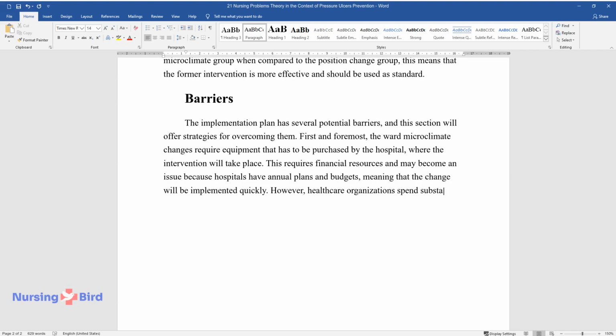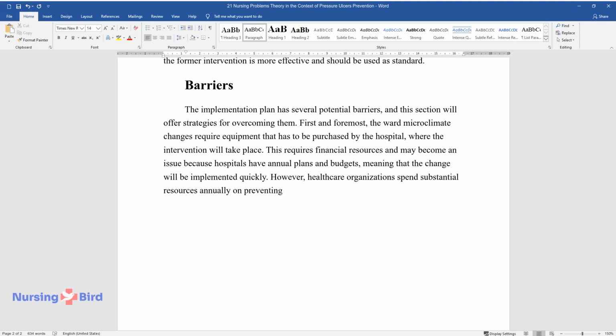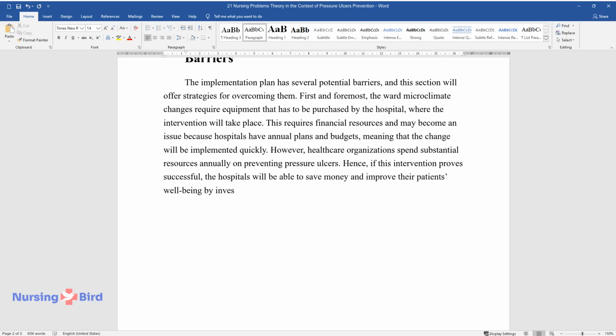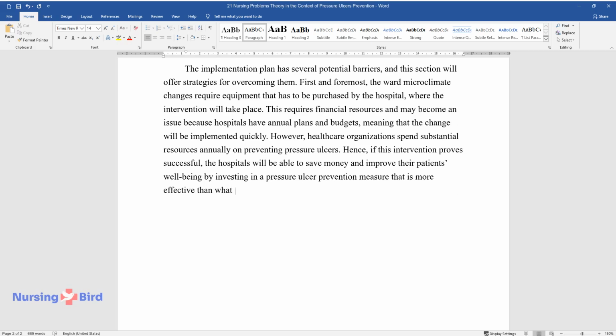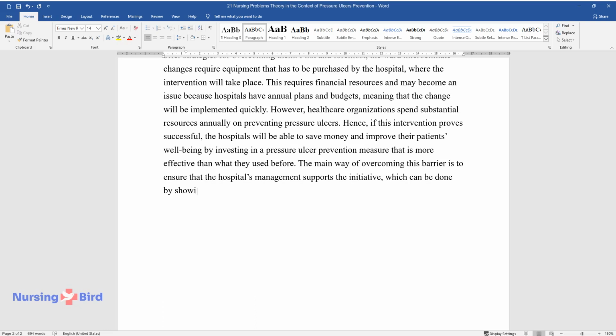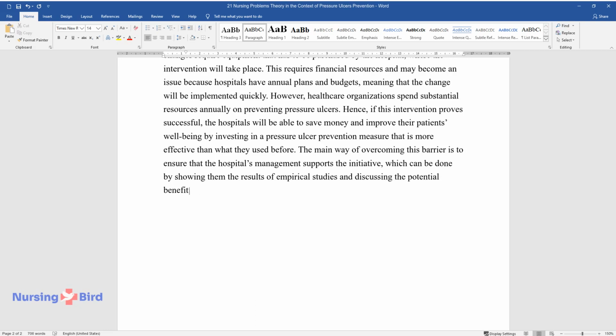However, healthcare organizations spend substantial resources annually on preventing pressure ulcers. Hence, if this intervention proves successful, the hospitals will be able to save money and improve their patients' well-being by investing in a pressure ulcer prevention measure that is more effective than what they used before. The main way of overcoming this barrier is to ensure that the hospital's management supports the initiative, which can be done by showing them the results of empirical studies and discussing the potential benefit of this change.